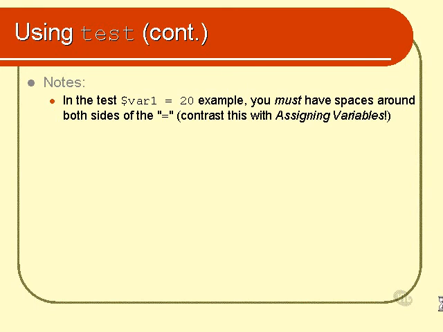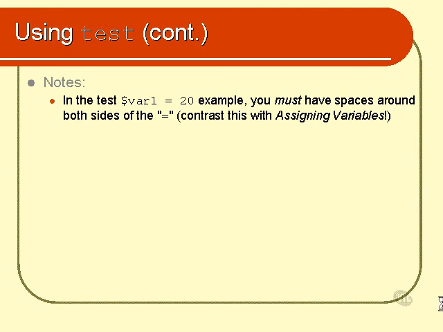Now, this is somewhat confusing because when you assign one variable to another, or when you assign a value to a variable, you absolutely must have no spaces around either side of the equal sign. So it might seem to be inconsistent. It's not really, because when you're assigning variables, that's done using the shell, and when you're comparing variables, that's done using the test program. So they're actually different programs.